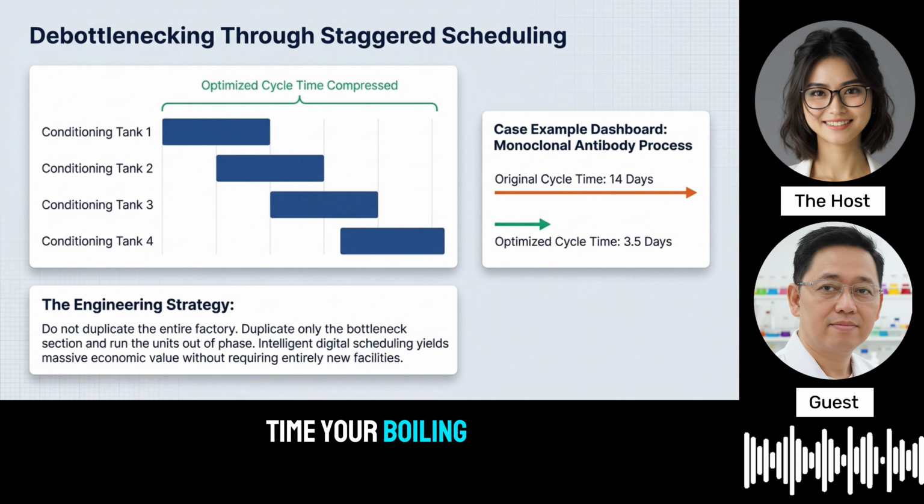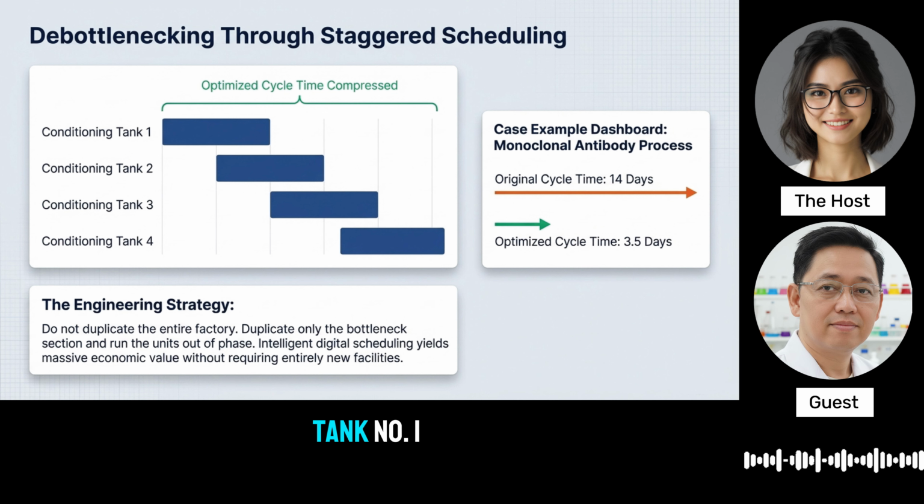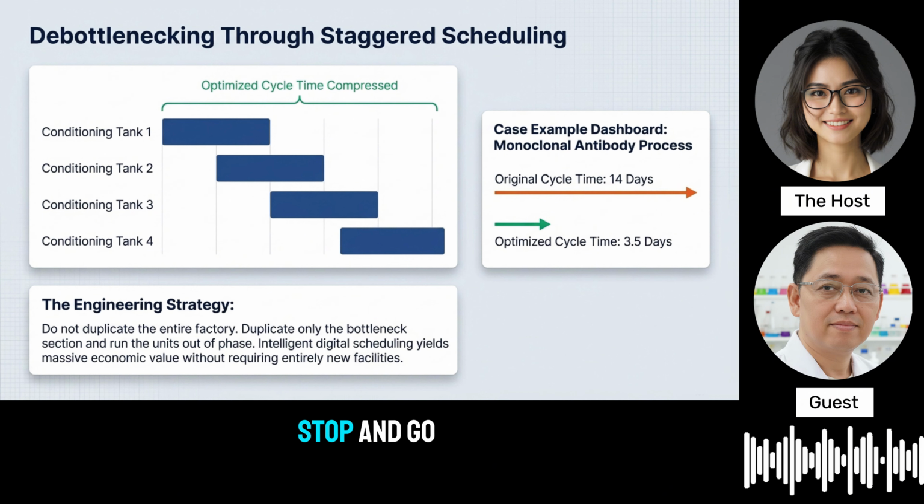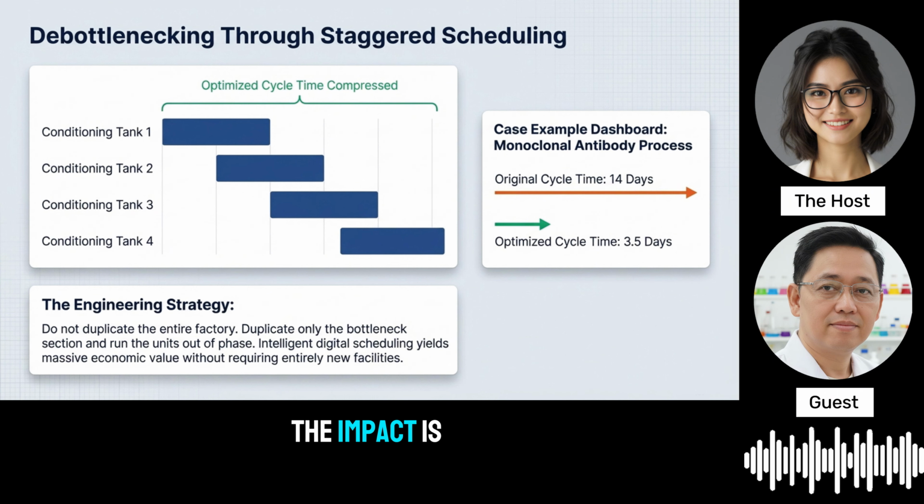So by the time your boiling kettle finishes a new batch, tank number 1 might be full, but tank number 2 is empty and waiting for it. You essentially turn a clunky stop-and-go batch process into a smooth, continuous flow. And the impact is profound.